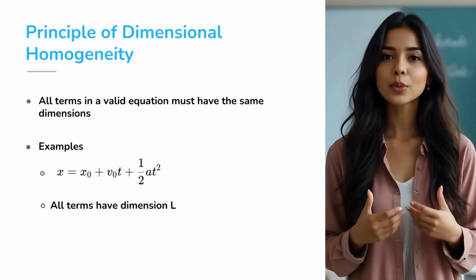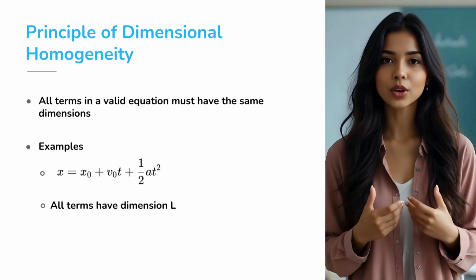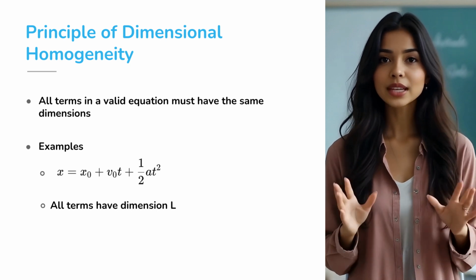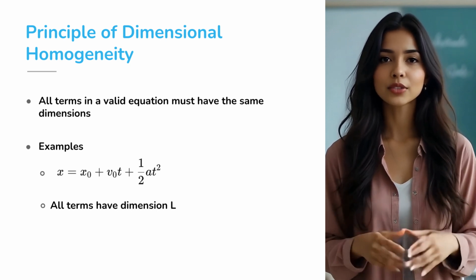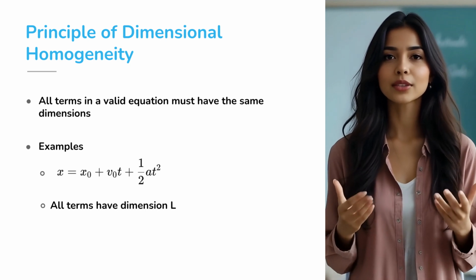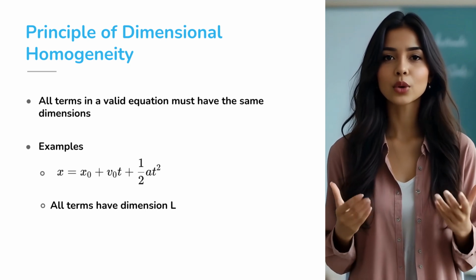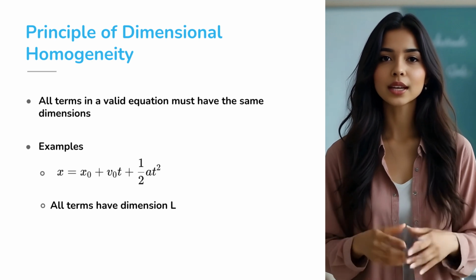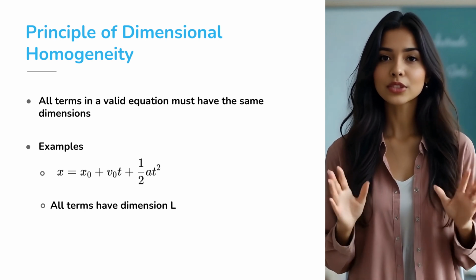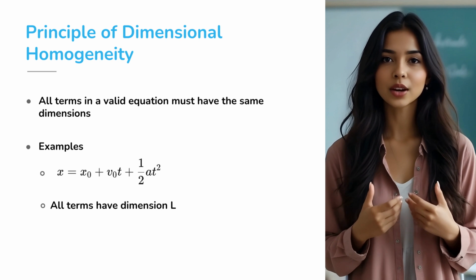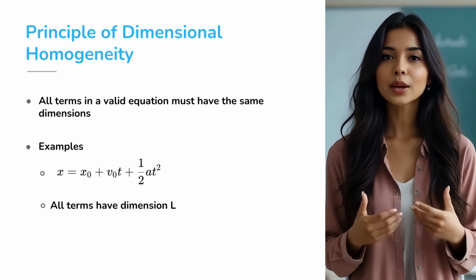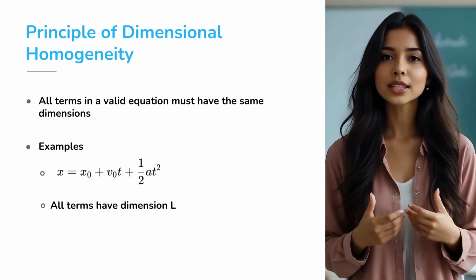At the heart of dimensional analysis is the principle of dimensional homogeneity. It states that each term in a physically valid equation must have the same dimensions. Example, in the equation for distance, x equals x naught plus v naught multiplied by t plus 1/2 a multiplied by t squared. Let's check the dimensions.